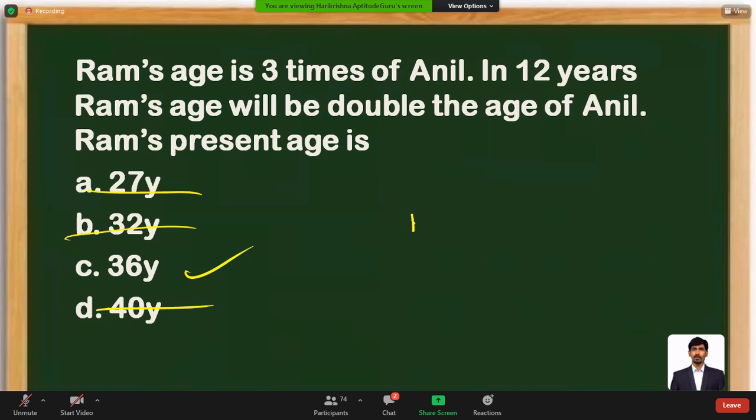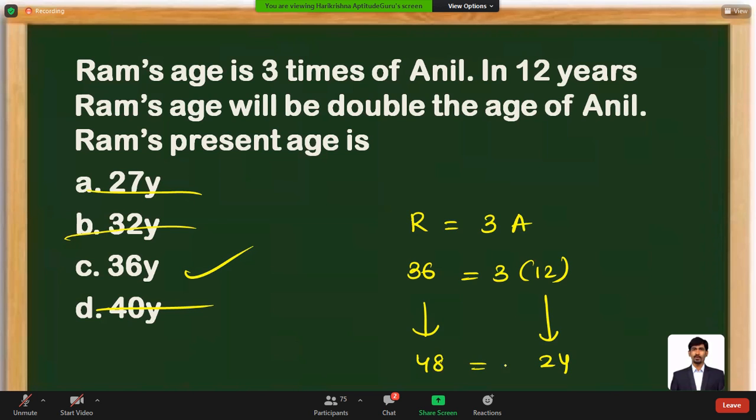If you want to cross check, you can check again. Ram's age is 3 times Anil's age. Let's assume Ram is 36, then Anil is 12. In 12 years, Ram will be 48. In 12 years, Anil will be 24. Is 48 double 24? Yes, for sure. Mark it as option C.